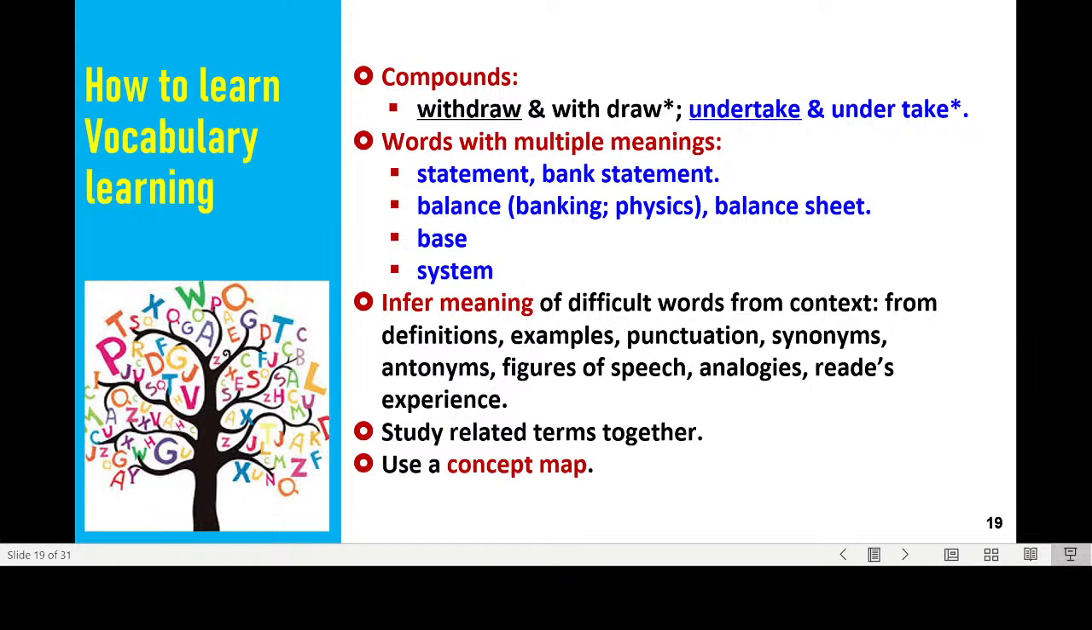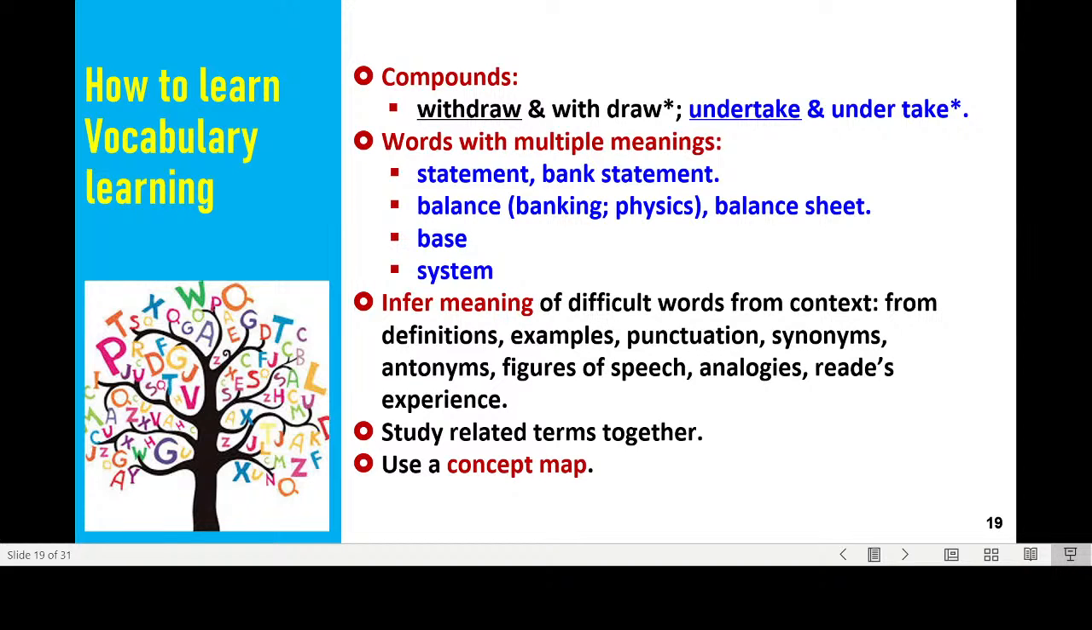We also need to pay attention to words with multiple meanings, such as the word statement. For example, in grammar, what it means. If I say the president gave a statement, or bank statement, same thing. Balance: when we're talking about banking, in physics, when you have scales, balance sheet in business. Base also has several meanings, in architecture, in mathematics, in chemistry. System has a lot of meanings. It's used in too many contexts.